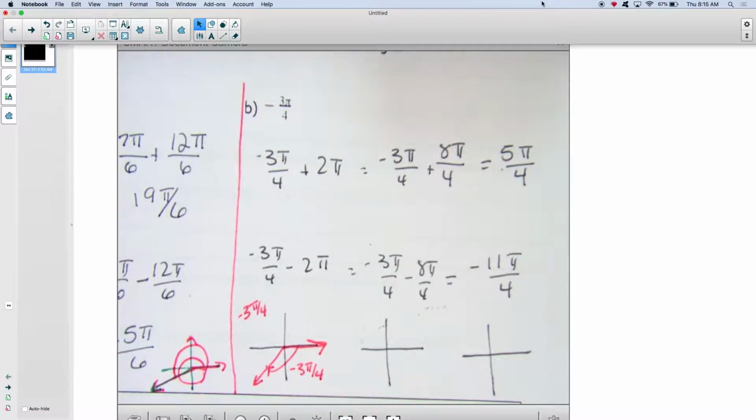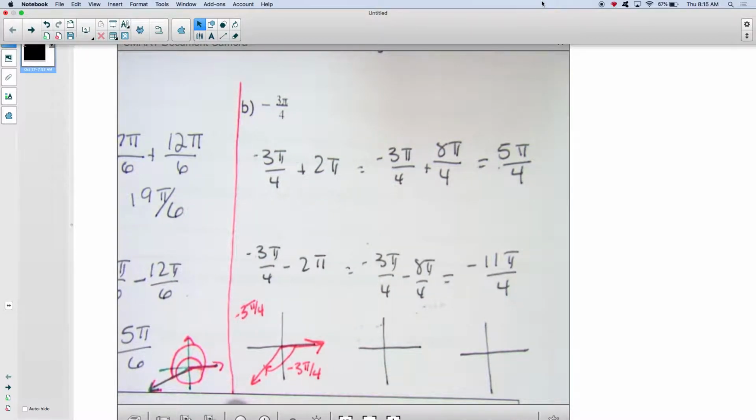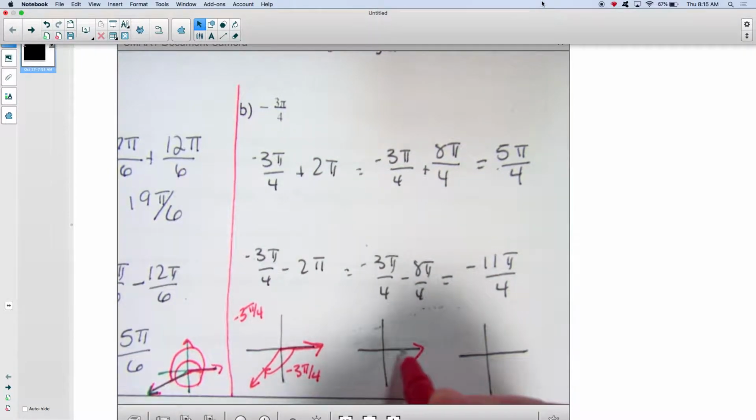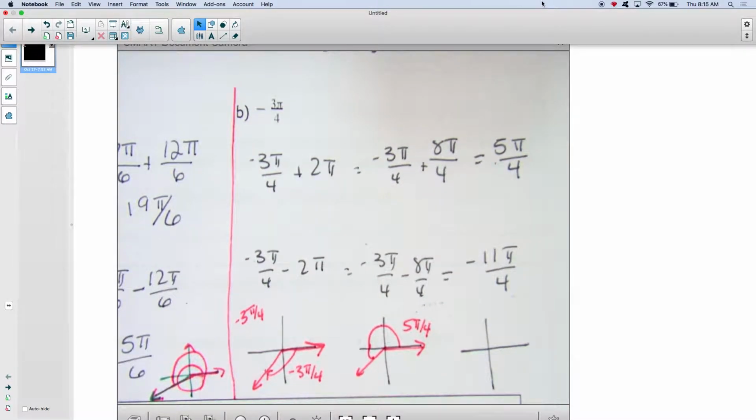Five pi over 4. That'll land the same exact spot. Well, 5/4 is what? That's 1 1/4, correct? So I've got to go, and I'm going positive, so I got to go 1 whole pi and another 4th. We're landing the same place.